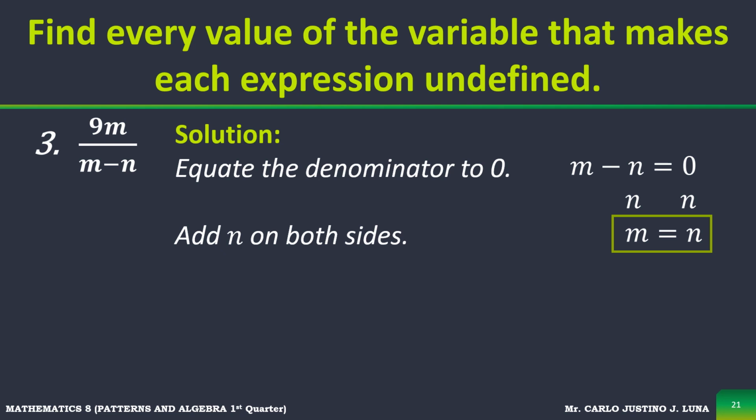Okay? Kapag daw yung m mo at saka yung n mo ay parehong value, parehong number, magiging 0 yung denominator. Di ba? Halimbawa, parehong 5. So, 5 minus 5, 0. Okay? So, if your denominator is 0, then the expression is undefined. So, the domain is m such that m is not equal to n. Okay? A question? I hope wala. Nakuha lahat. No? Okay.